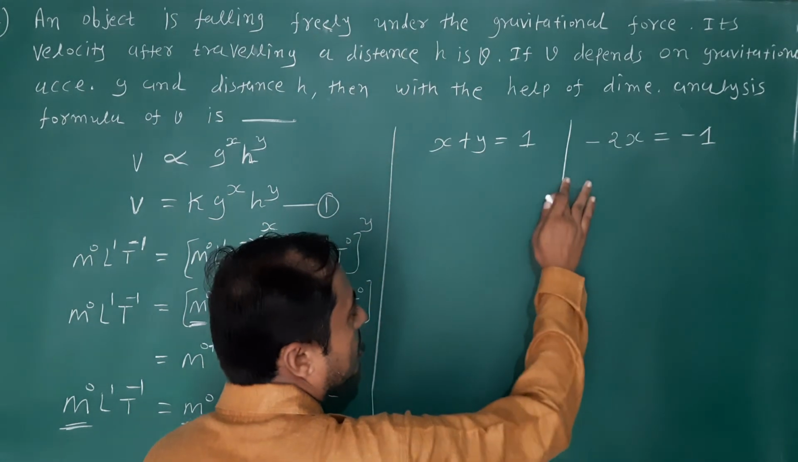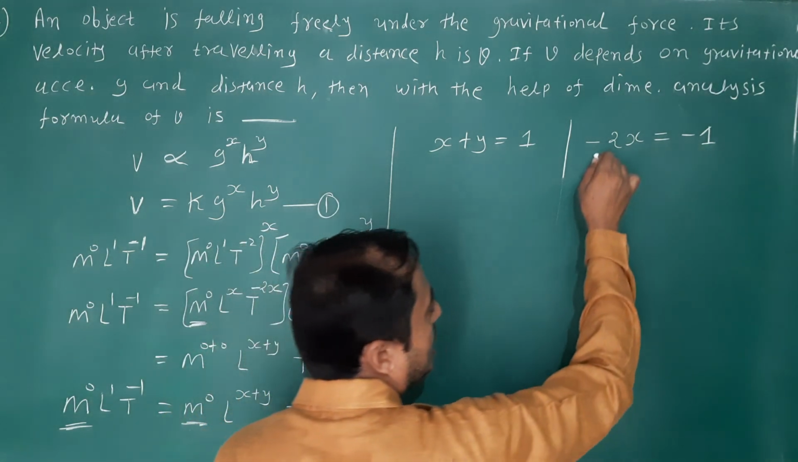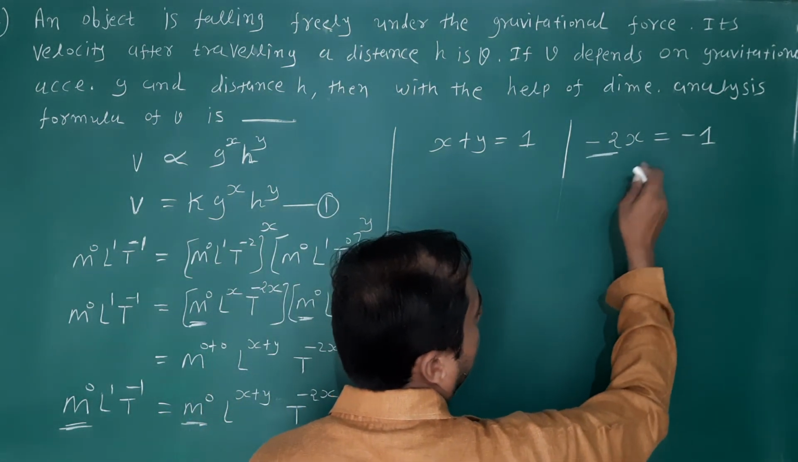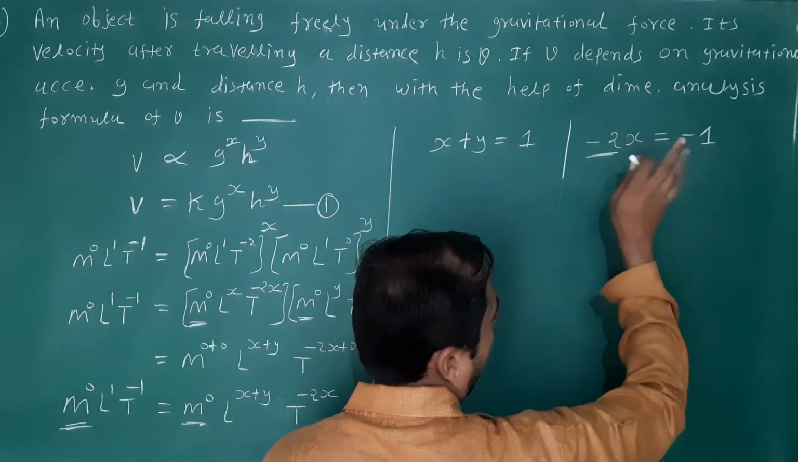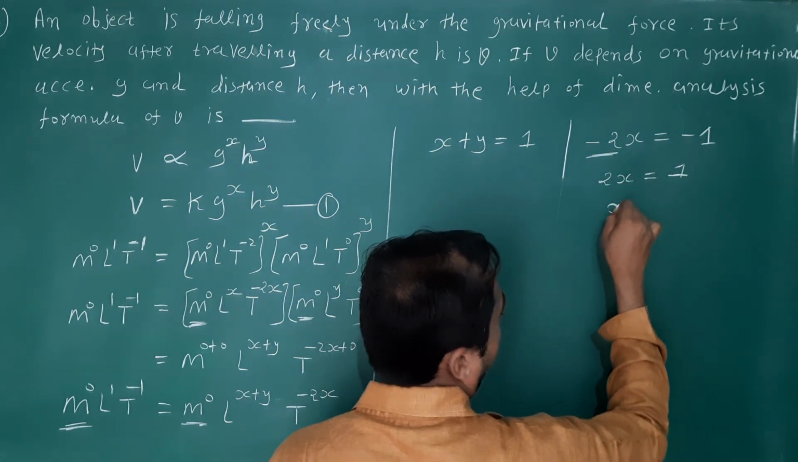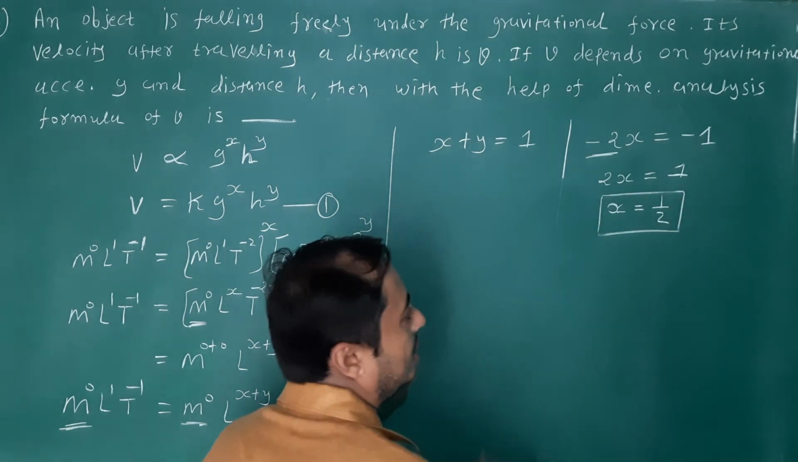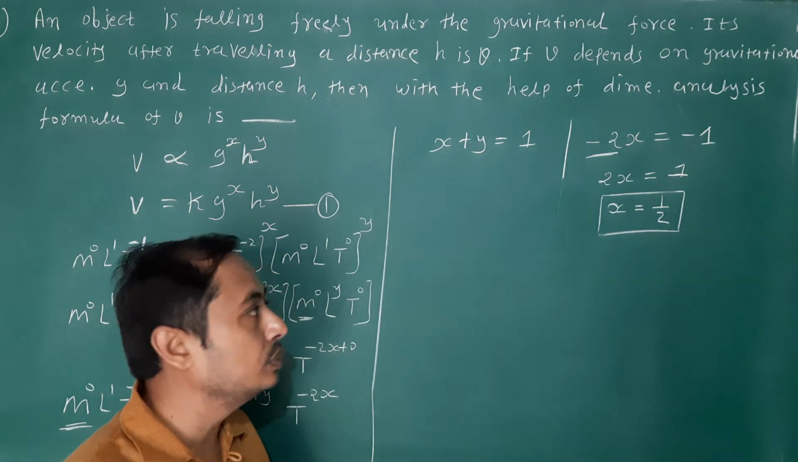So friends, first of all, now we want to find the value of x. So minus 2, move to the right hand side. First of all, minus sign cancels on both sides. So 2x is equal to 1. So x is equal to 1 by 2. So the value of x is available. x is equal to 1 by 2.